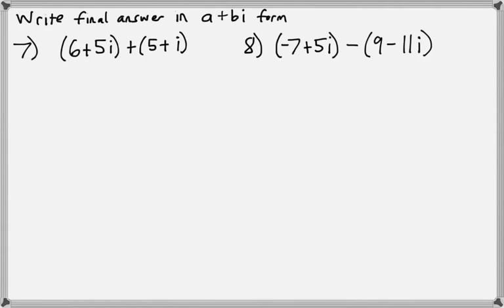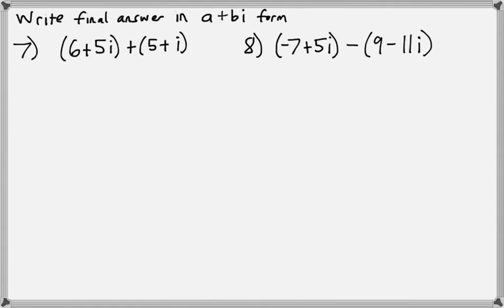For questions 7 and 8, they want us to add or subtract and then simplify, and then write our final answer in the standard form for complex numbers, which is the a plus bi form.